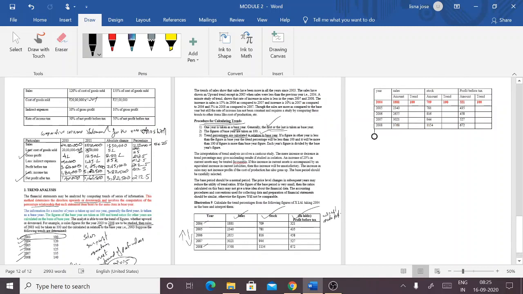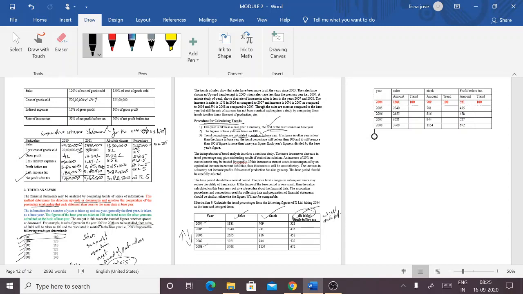So it is given, 2004, the sales is 1881. We will write the same figure here. All figures are mentioned in lakhs, that you need to remember. Then 2005, it is given as the same figure. So we write the same thing in the first column of each item.